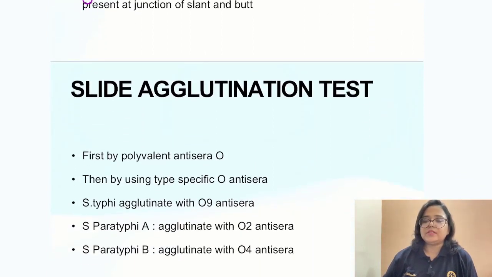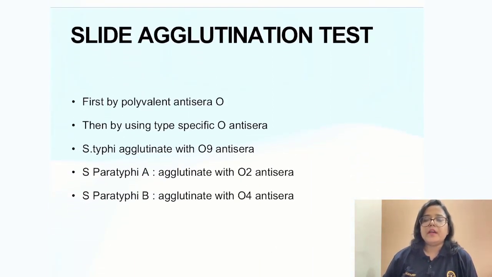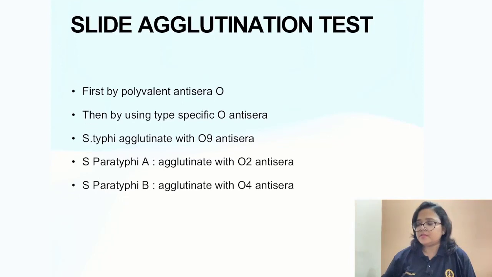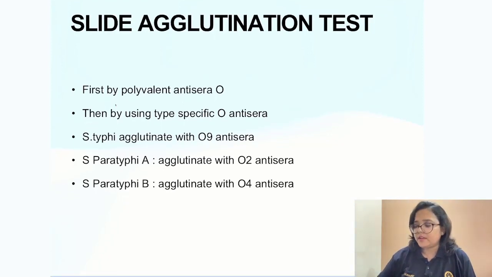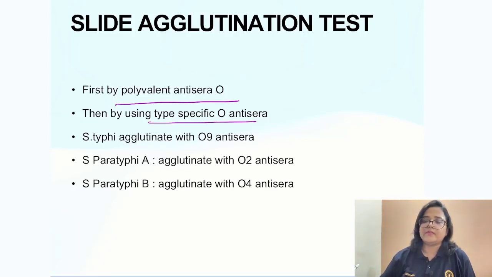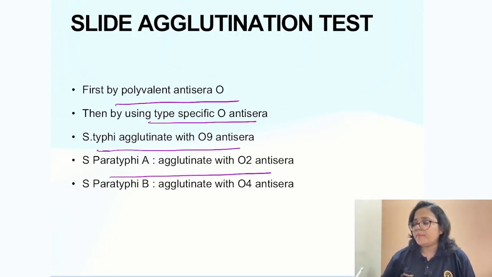Slide agglutination test can be performed, and it is first done by polyvalent O antisera and then followed by type specific O antisera. For example, Salmonella Typhi agglutinates with O9 antisera, Paratyphi A agglutinates with O2, and Paratyphi B with O4 antisera. So this can be remembered.